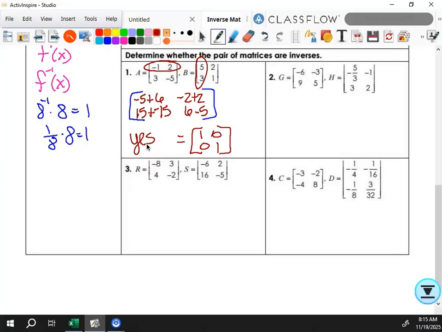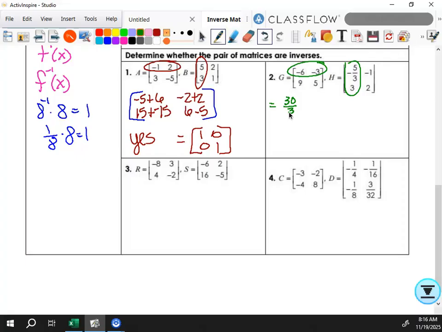Let's do 2. We got some fractions in here. Let's not freak out and shut down. I'm going to multiply this times this. -6 times -5/3. First of all, will that be positive or negative? Positive. Can't I just think about that as 6/1 times 5/3? Yes? So that would give me a positive 30/3. And I can write it like that for now.